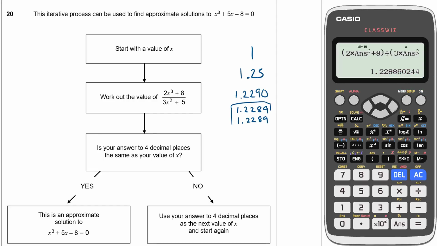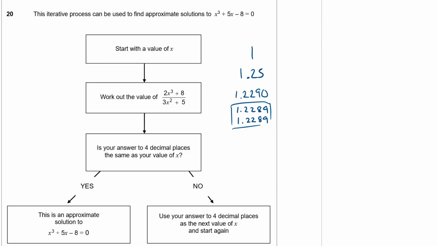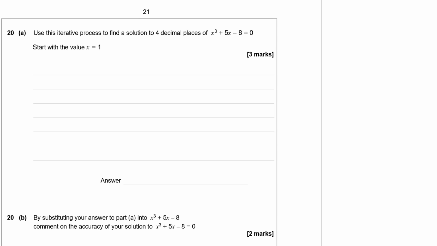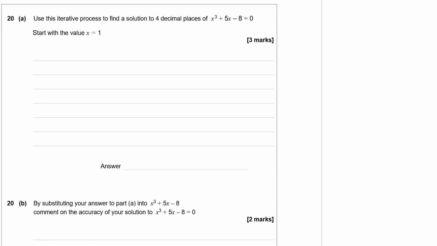These two were the same on my last go. So I've kind of reached the end point. This is my approximate solution to the equation, 1.2289. So my answer is 1.2289.